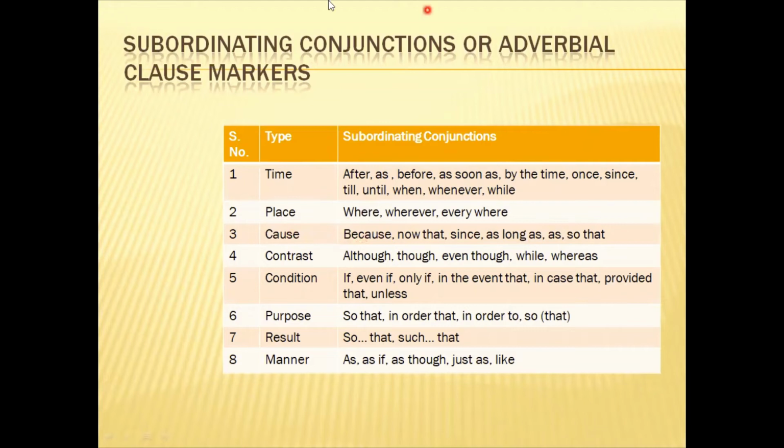Next, it's a reason. For the reason, you use words like because, now that, since, as long as, so that. All these words are nothing but the adverbial clauses of cause. These are the conjunctions. What are conjunctions? Joining words. These types of joining words we are using only to make it an adverbial clause. Is that clear? So next, if you go on with contrast, completely different, I said: although, though, even though, while, whereas.